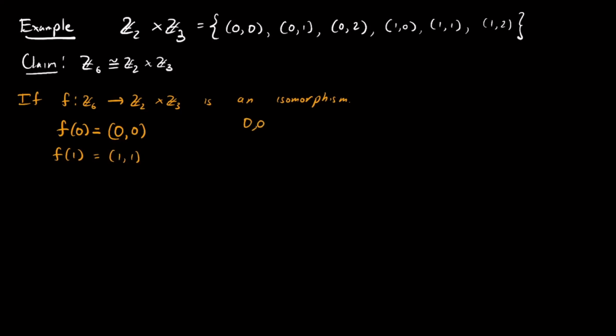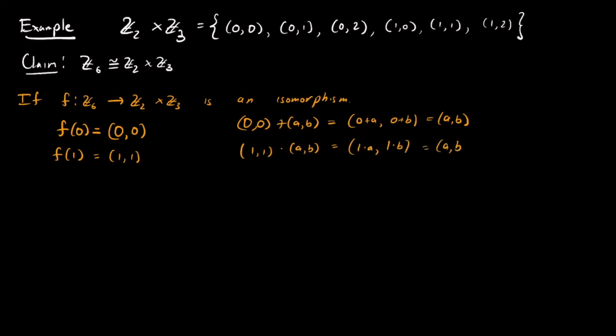The idea is that (0,0) plus (a,b) is always equal to (0+a, 0+b), so it's (a,b). So we see that (0,0) is the additive identity in the ring Z2 cross Z3, and I know that (1,1) times (a,b) is going to be (1a, 1b), which is just (a,b). So I see that (1,1) is the multiplicative identity. And we showed that surjective homomorphisms have to map one element to one element. They have to map multiplicative identities to multiplicative identities, and all homomorphisms have to map 0 to 0.